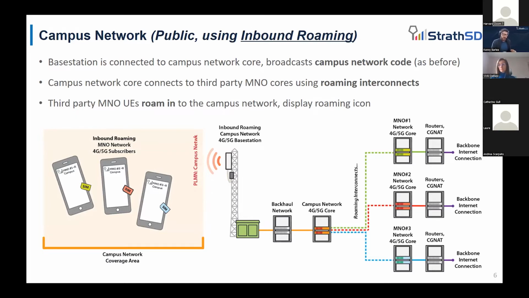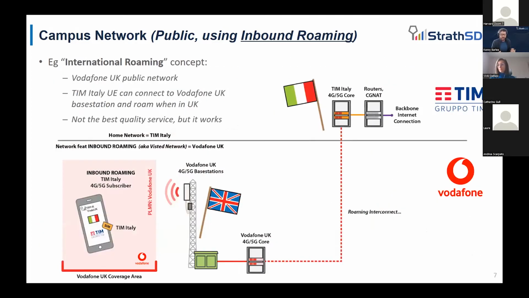Now the campus core is connected to third-party cores via roaming interconnects. These are standardized interconnects that all the MNOs around the world use for roaming purposes. With this setup, third-party MNO UEs, so your Vodafone, your EE SIM cards, can roam into your network, connect back through to their core, and then get online. That means they can make calls, send texts, and get on the internet. An example of this that everyone can relate to is international roaming. If we think about this from the UK point of view, we've got the Vodafone UK public network.